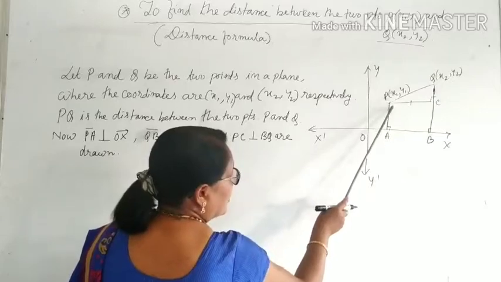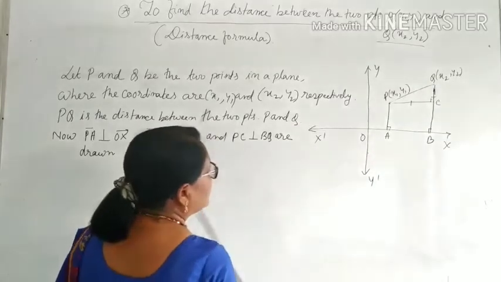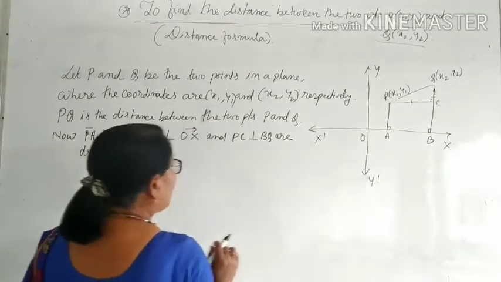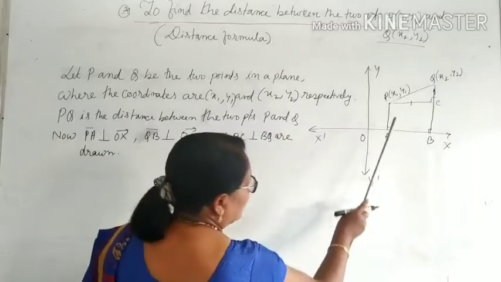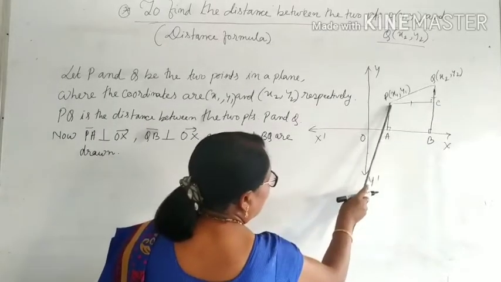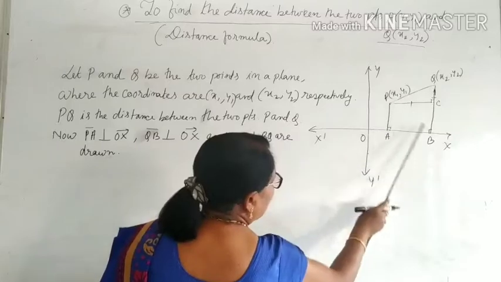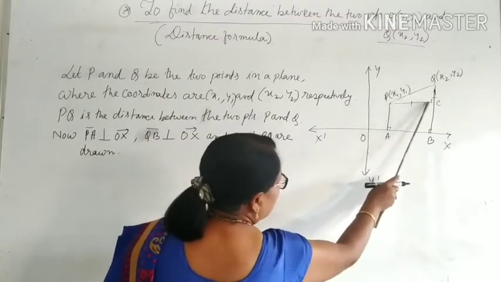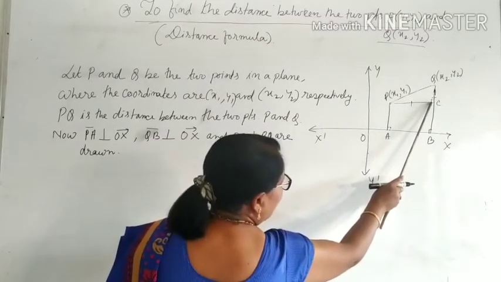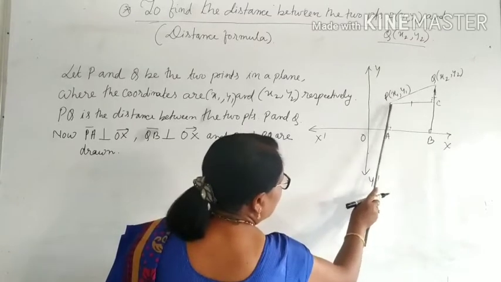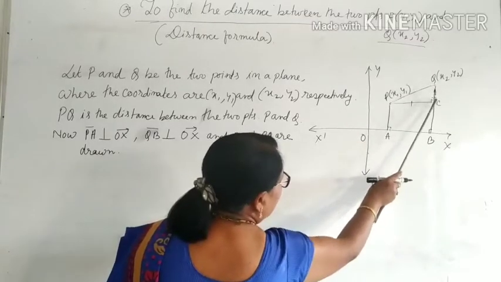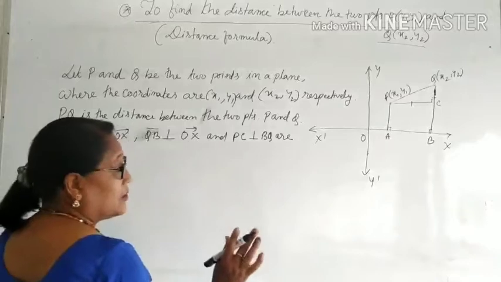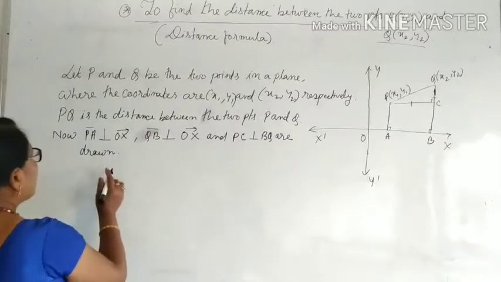The line segment has to be found using this formula by drawing the perpendicular. See, we are working with the right triangle formed by the perpendicular. See the right triangle PC, and the coordinates of the points we are working with now.